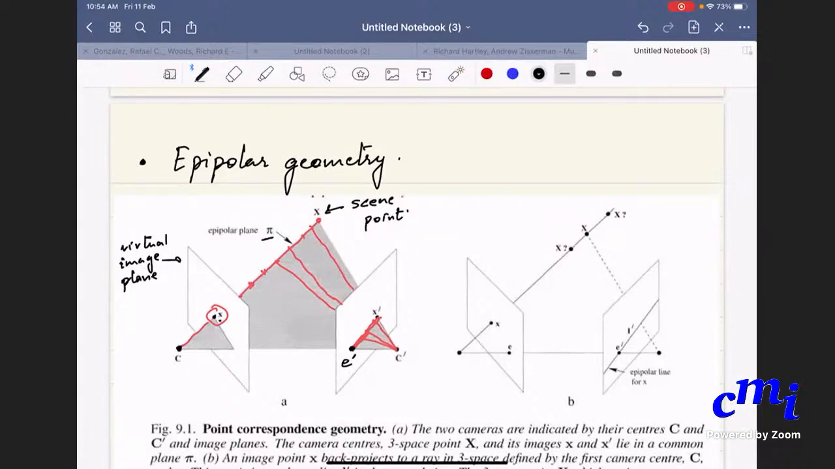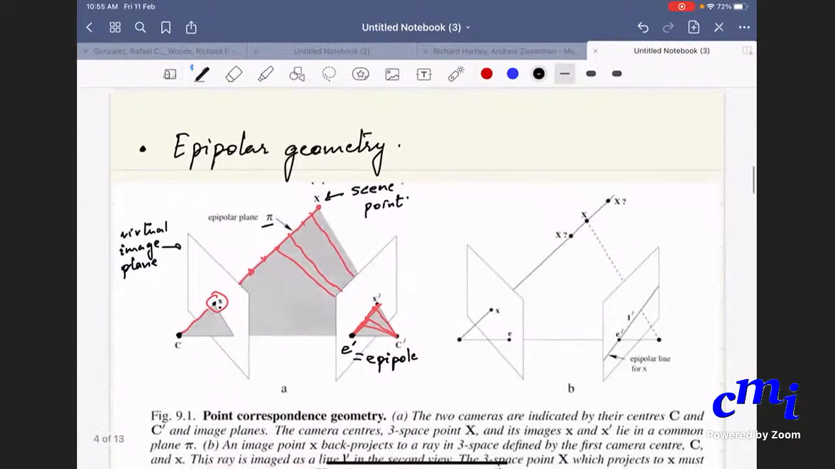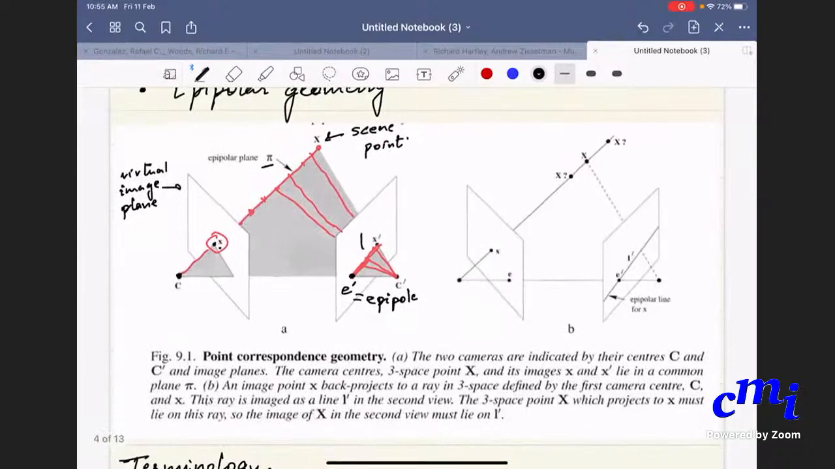Okay, so if this much is clear, then we will give this some name. This E prime is called the epipole with respect to x, or simply the epipole. It is clear from the situation with respect to what we are talking about. And this line segment is called the epipolar line.